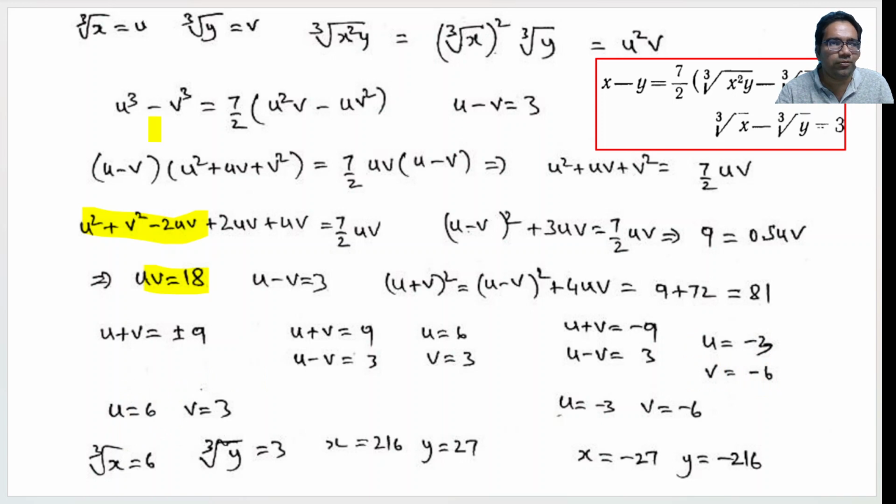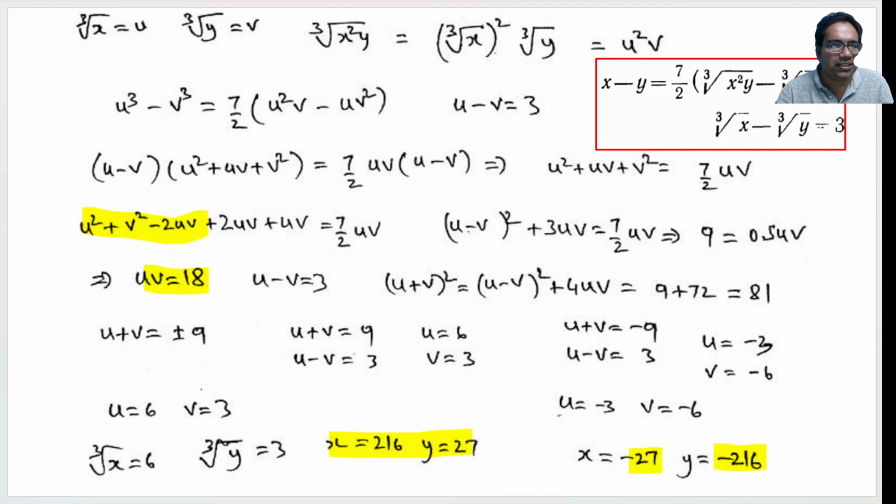And what is our u? U is cube root x. If u is 6, what is x? X equals 6 cube, which is 216. V is cube root y. So v is 3, then y is 3 cube, which is 27. So this is one solution. What is the other solution? If u is minus 3, then x is minus 3 cube, minus 27. V is minus 6, y is minus 6 whole cube, which is minus 216. Right, guys? We have two solutions.